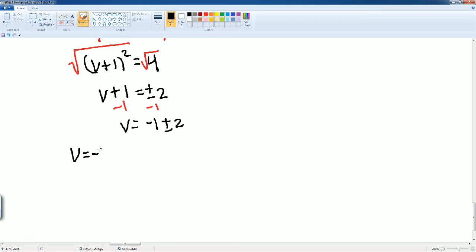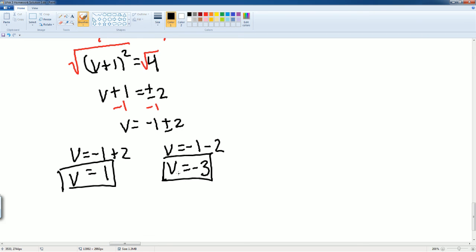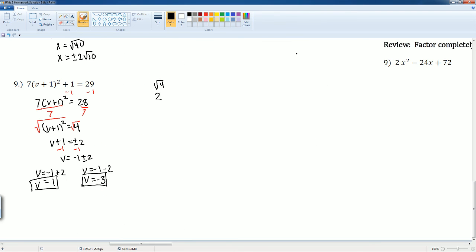So you can actually do that. v is equal to -1 plus 2. That should be 1. And v is equal to -1 minus 2. That should be -3. So that's technically your two solutions. v equals 1 and v equals -3. All right. And that's it.